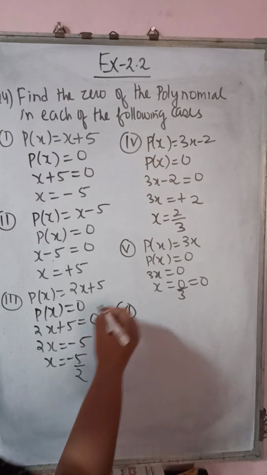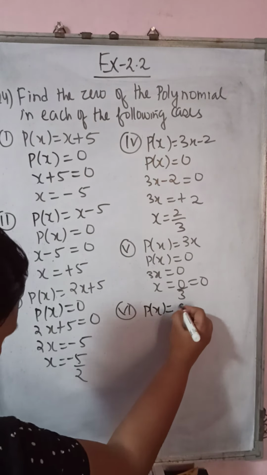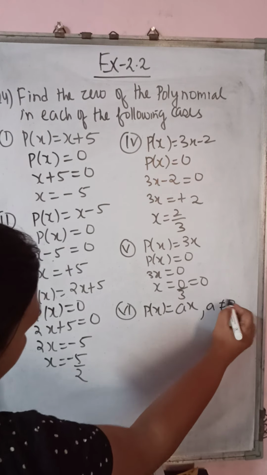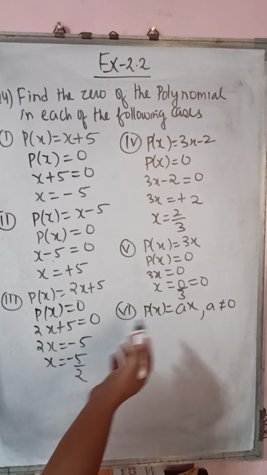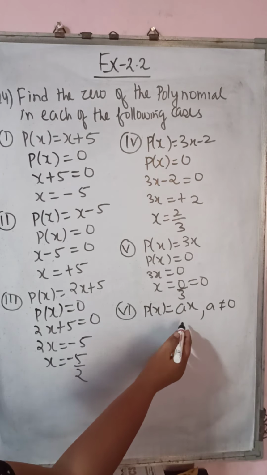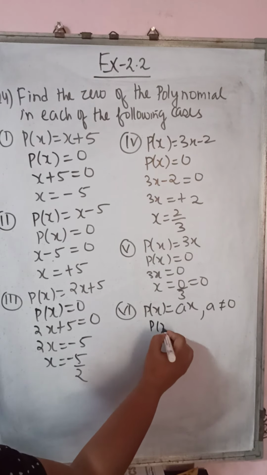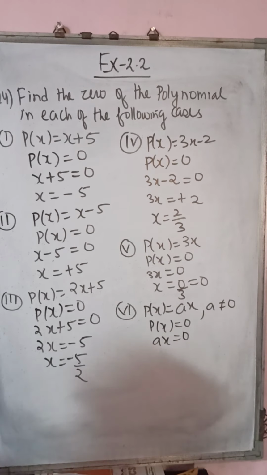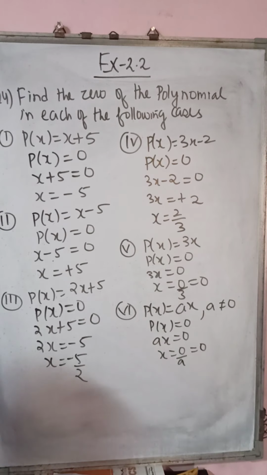Sixth, p of x is ax, okay, and a is not equal to 0. This is the given condition, because when a is 0, then a into x will be 0 from the beginning itself. That's why. So p of x is equal to ax, and we have to find the 0 of this polynomial. So what is the first step? p of x should be equal to 0. What is p of x here? ax is equal to 0. So x will obviously be equal to 0 by a, which is equal to 0.